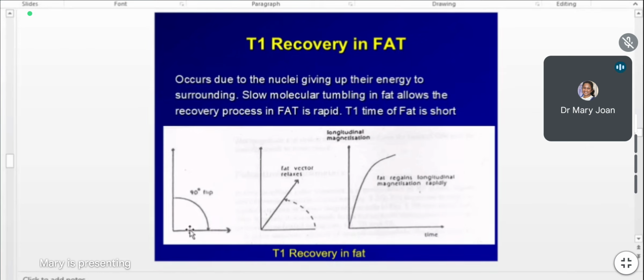So here is the T1 recovery in fat: the 90-degree flip happens and then it recovers, and fat regains longitudinal magnetization rapidly. You can see that in the previous picture, 63% was coming like that. Here it is reaching a higher value faster, in a shorter time period.